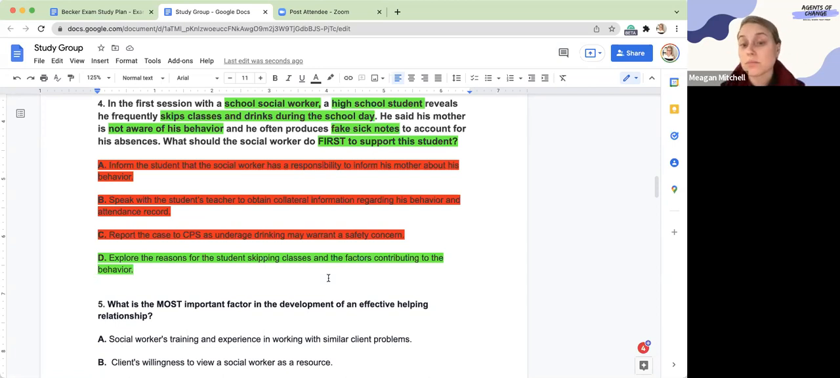Maybe there is mental health stuff that we need to draw attention to, right? Maybe there is violence going on in the community. Maybe there is domestic violence in the home. There could be so many reasons that we don't know yet. We cannot make any assessment. We need to explore, right? We need to explore what is going on and why he's engaging with this behavior. Any questions about this one?